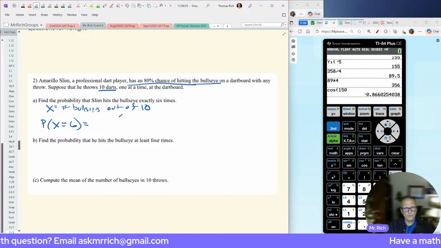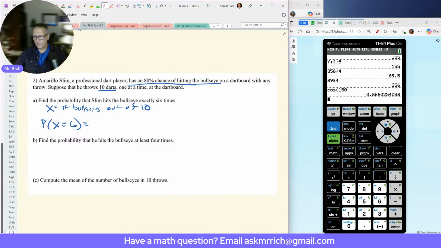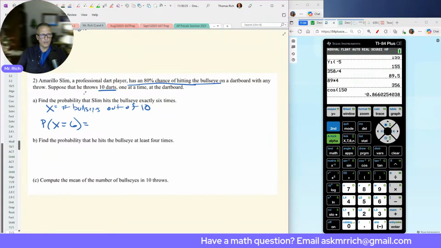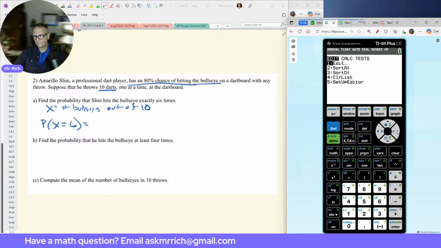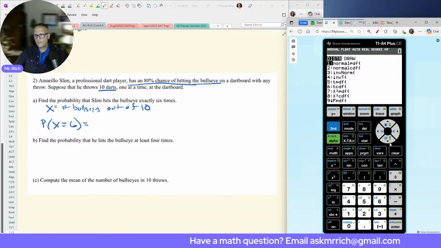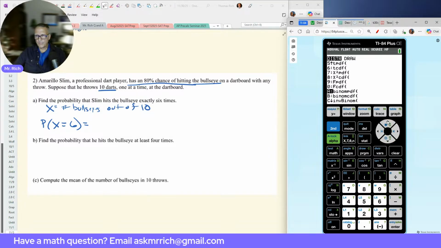So what I'm going to do is go straight to the TI-84, because if you are a stat student, you would be using your TI-84. And the command that you would use for a binomial probability is found in, no, it's actually in second function distribution. So if you do second function vars, or second function distribution, and you scroll down, you will find a command, binomPDF.